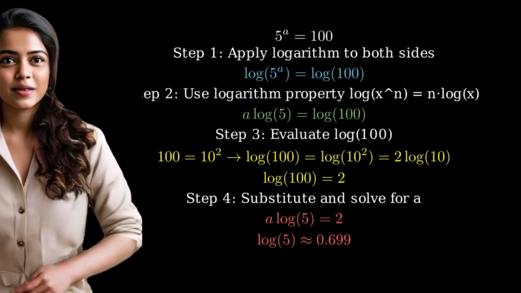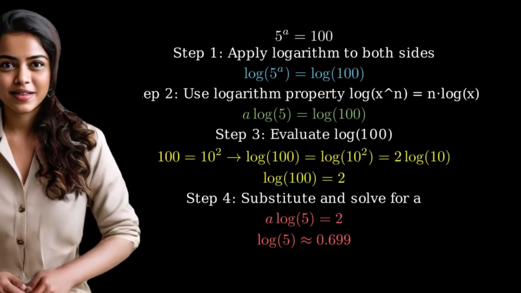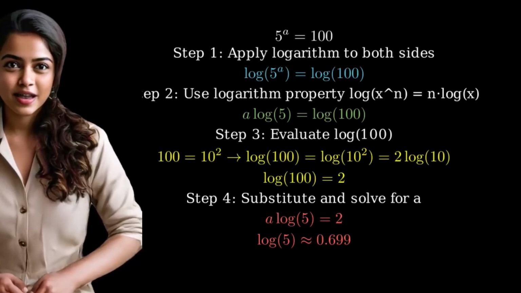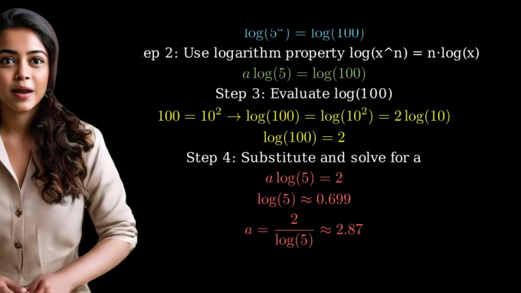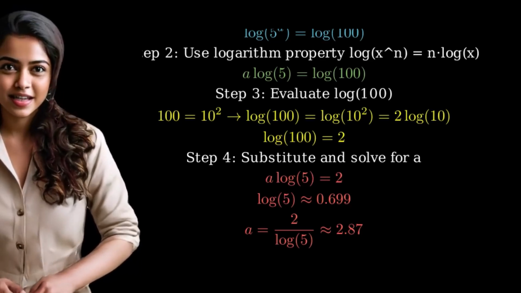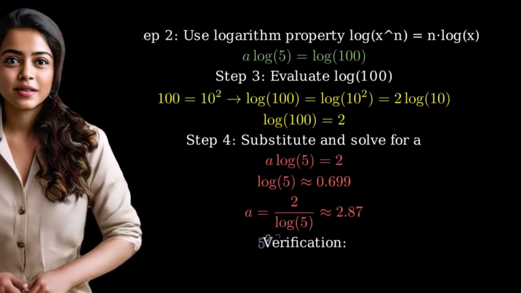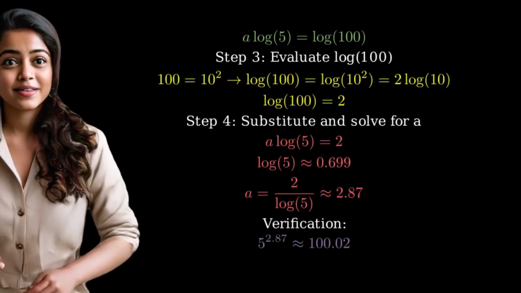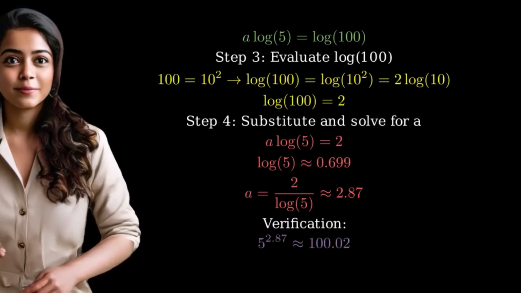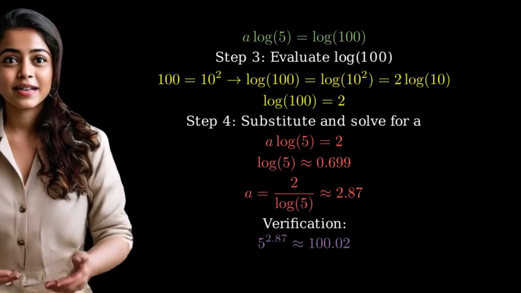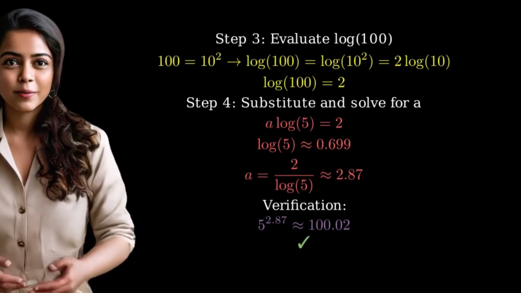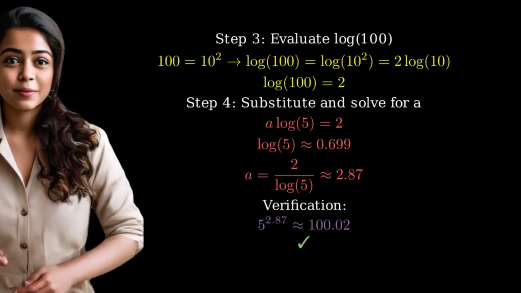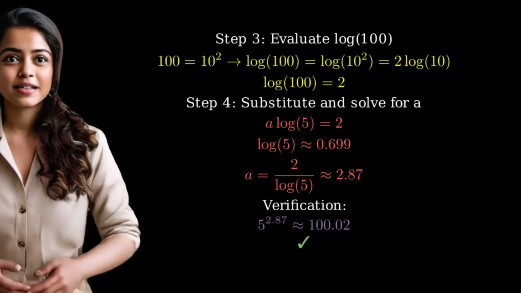Using a calculator, we can find that log of 5 is approximately 0.699. Therefore, a equals 2 divided by log of 5, which is approximately 2.87. Let's verify our answer. If we plug a equals 2.87 back into our original equation, 5 raised to 2.87 gives us approximately 100.02. This is very close to 100, with the small difference only due to rounding in our calculations.